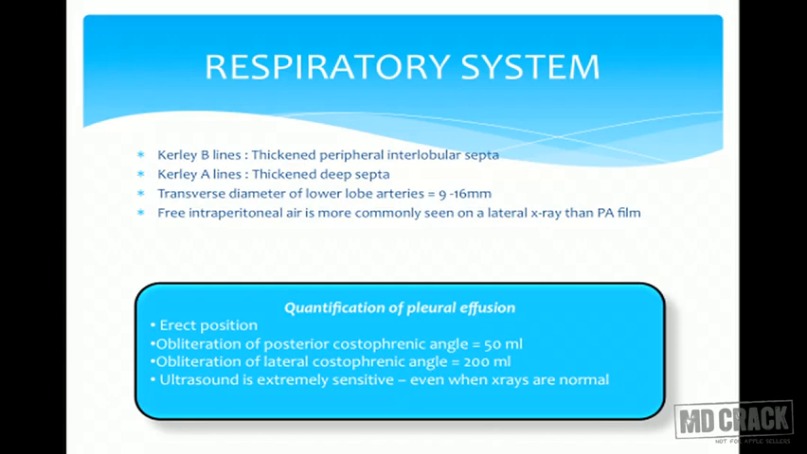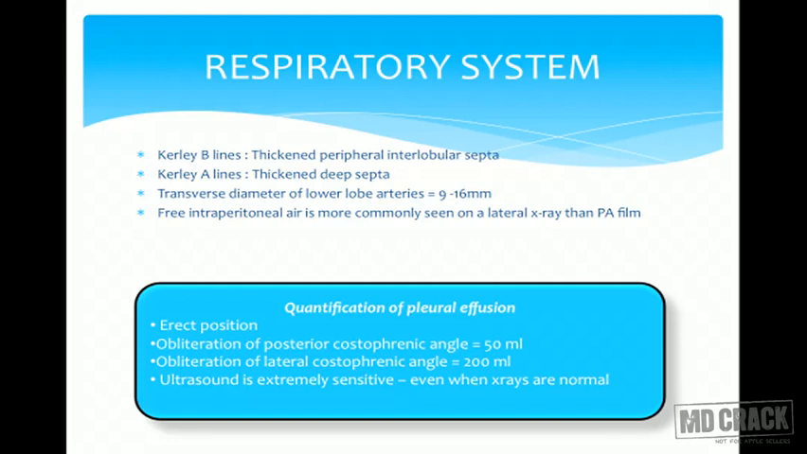So the transverse diameter of the right lobe arteries is generally 9 to 16 mm. And free intraperitoneal air is more commonly seen on a lateral X-ray than a PA film. You need to know this. This is going to be an MCQ question. Free intraperitoneal air is more commonly seen on a lateral X-ray chest.